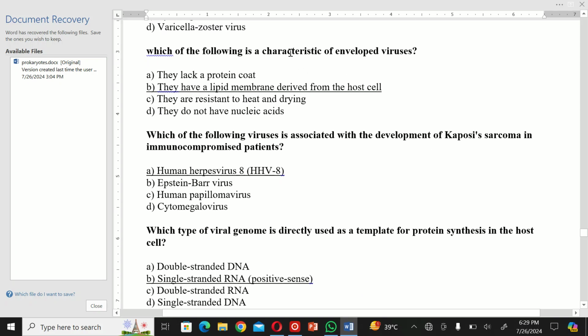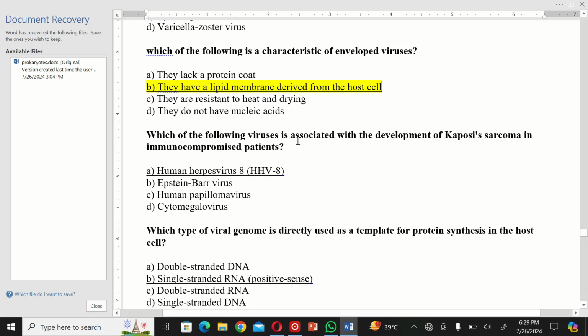Which of the following is a characteristic of enveloped viruses? A. They lack a protein coat. B. They have a lipid membrane derived from the host cell. C. They are resistant to heat and drying. D. They do not have nucleic acid. So the correct option is B.